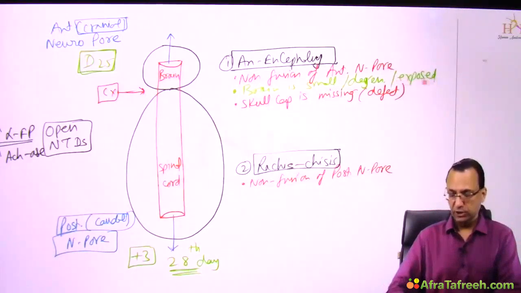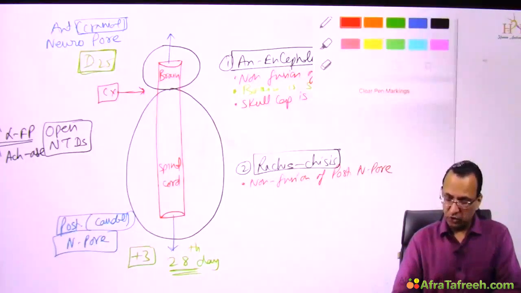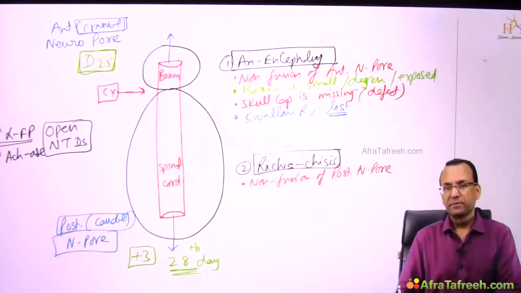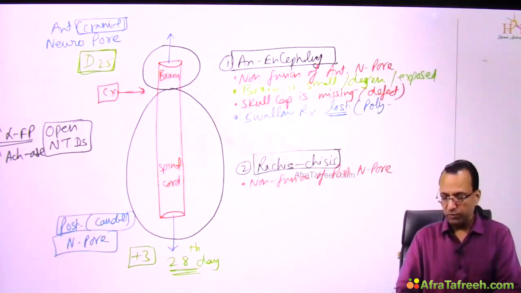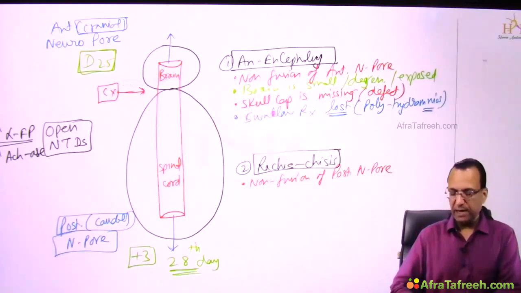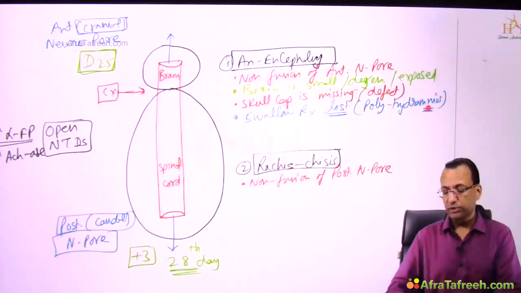These babies don't even swallow the amniotic fluid because the swallow reflex is lost or absent. They don't drink amniotic fluid. That's why the mother will have more fluid, which is called polyhydramnios. So, swallow reflex is absent in anencephaly. That's why the baby is not drinking amniotic fluid, and that is why the mother has polyhydramnios.